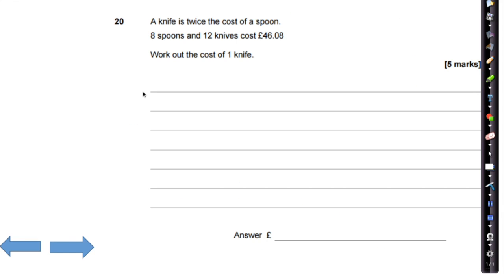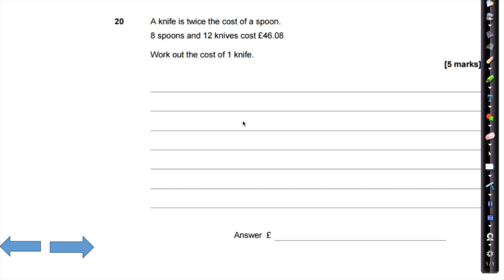Question 20 is looking at a knife is twice the cost of a spoon. 8 spoons and 12 knives cost £46 and 8 pence. Work out the cost of one knife. It looks a lot more confusing than it actually is. For these kind of questions, first of all, don't freak out. It looks like it's really arbitrary, but what you need to do is take each sentence and try and see what you can create from it.